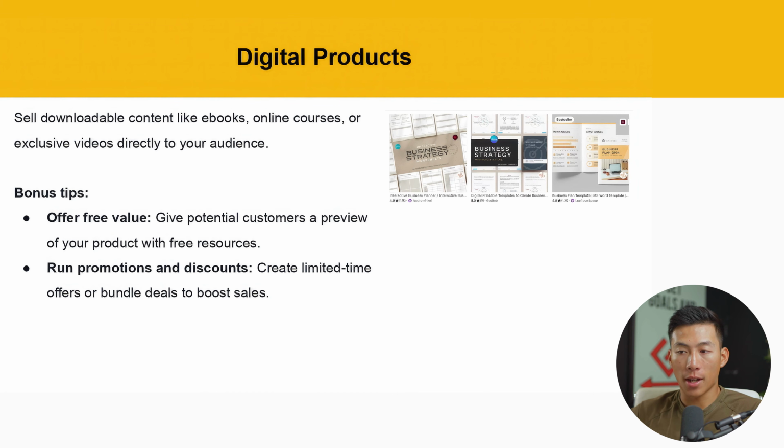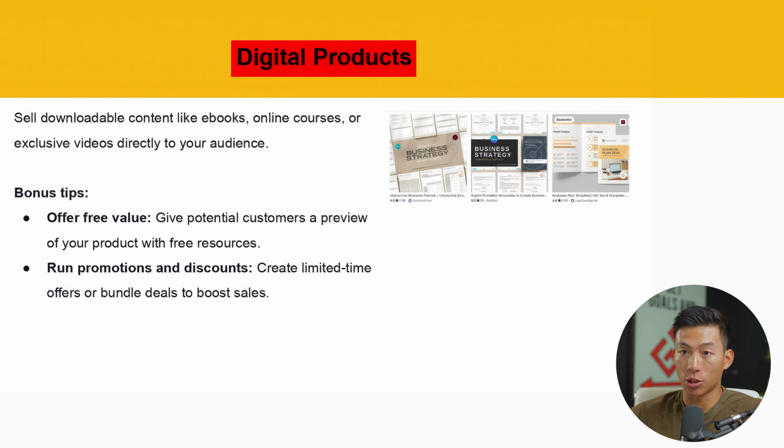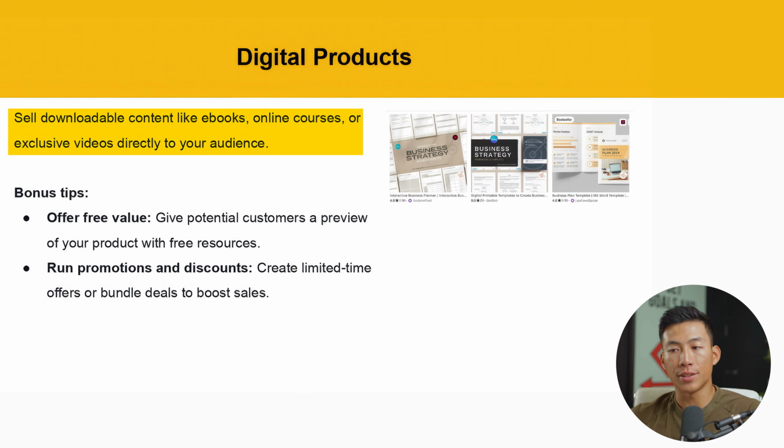Now, the next way that you can monetize is by selling digital products. This is basically where you can sell downloadable content, such as an ebook or online courses or exclusive videos that only your audience can get if they pay for it. This can also be digital services as well. So if you have a YouTube channel teaching other people how to start a YouTube channel, then you can maybe start a service, where you do consulting or something like that. And it can be a subscription or something like that.